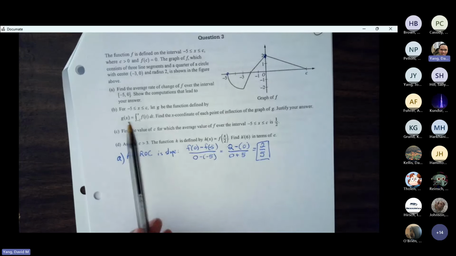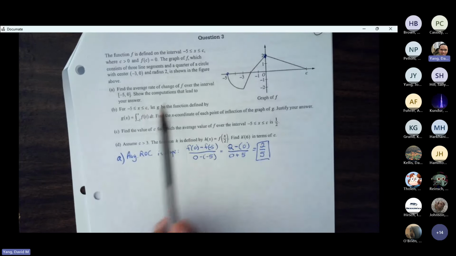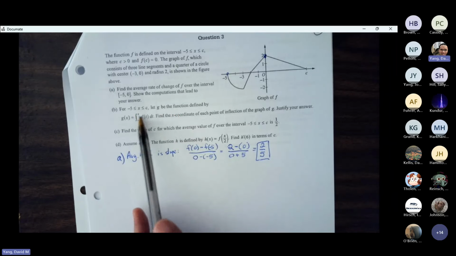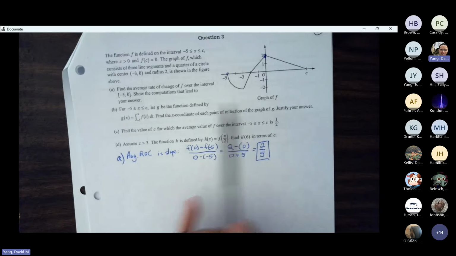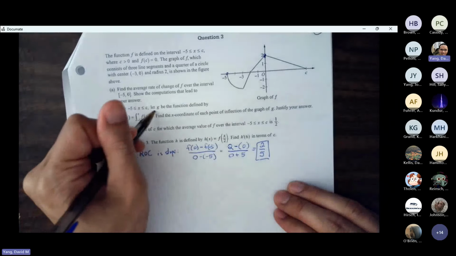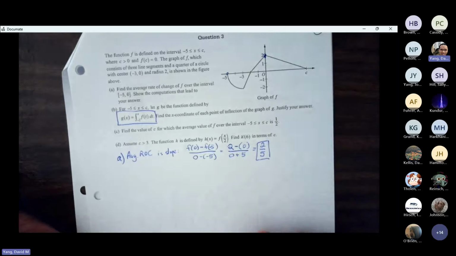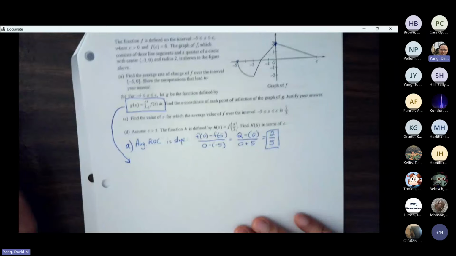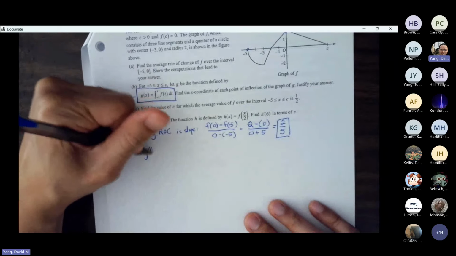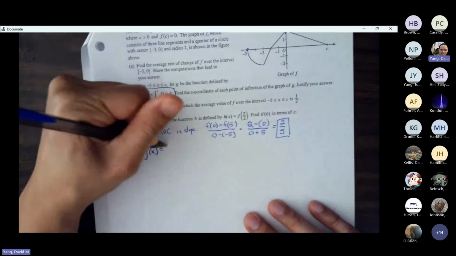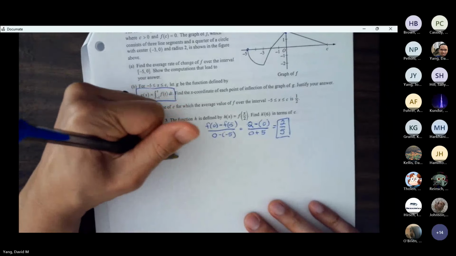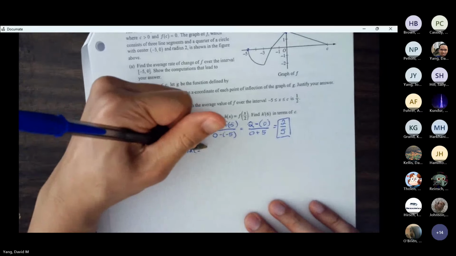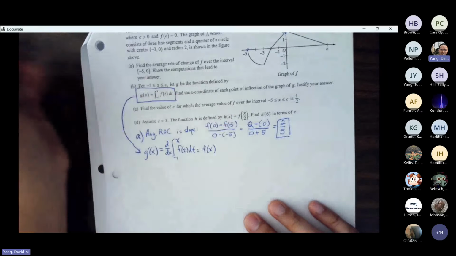All right, part B, between -5 and 0, let g be the function defined by g of x is the integral from -1 to x of f of t. Find the x-coordinate of each point of inflection. So let's understand the relationship between g and f here. If g is the integral from -1 to x, then g prime, the derivative of this notation, is simply f of x. So g prime is f of x.